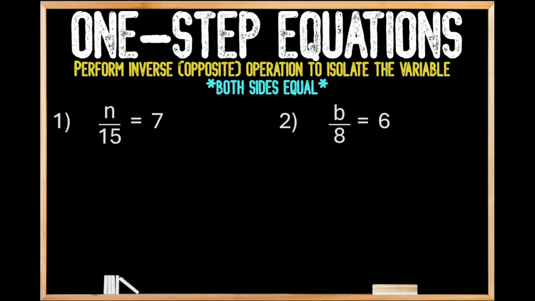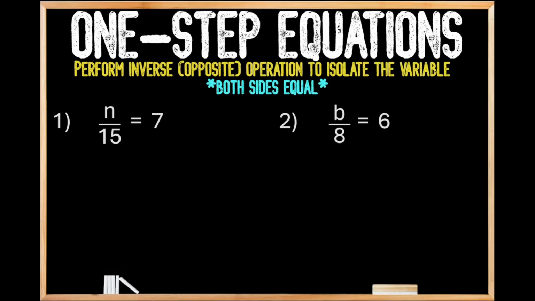For question number 1, we're being asked to solve for the value of n. And as we can see up top here highlighted in yellow, in order for us to isolate our variable of n, we're going to need to perform the inverse or the opposite operation of whatever is being done to n in this problem. Well, for question number 1, we can see that n is being divided by 15, so we need to perform the opposite operation of division in order to isolate our variable of n.